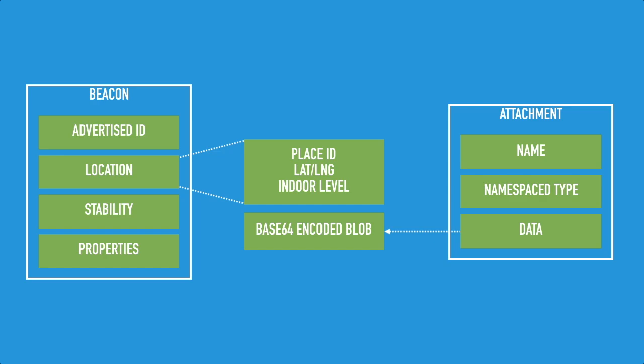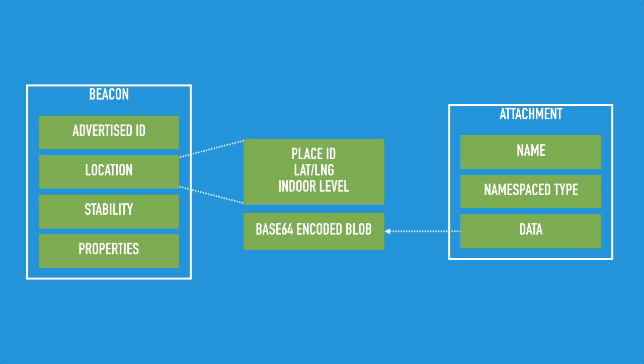Okay. An attachment is then associated with a particular beacon. Beacons can have as many attachments as you would like to include. So a single beacon can be associated with one attachment, two attachments, 10, 100, whatever. Okay. Whatever suits your application.